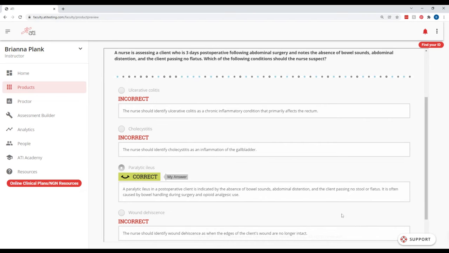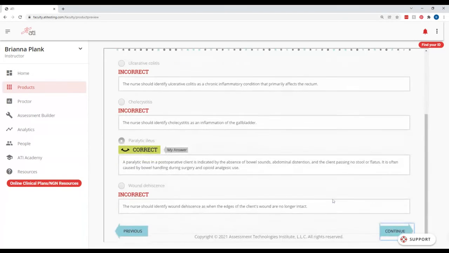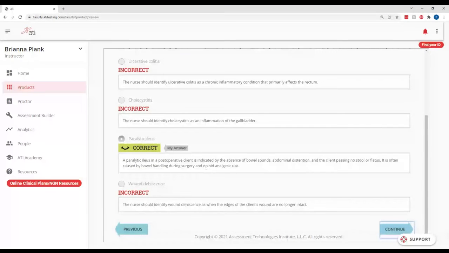Paralytic ileus, on the other hand, the hallmark signs of that are we're not going to hear bowel sounds, the abdomen starts to become distended, and the client's not passing gas. So nothing's really getting through. The abdominal surgery is going to be the biggest risk for this. It's also pointing out we're giving opioids, which is going to slow down the gastric process as well. So we've kind of got a 1-2 punch with the abdominal surgery and then the opioids. And this is a really common complication that you would see.